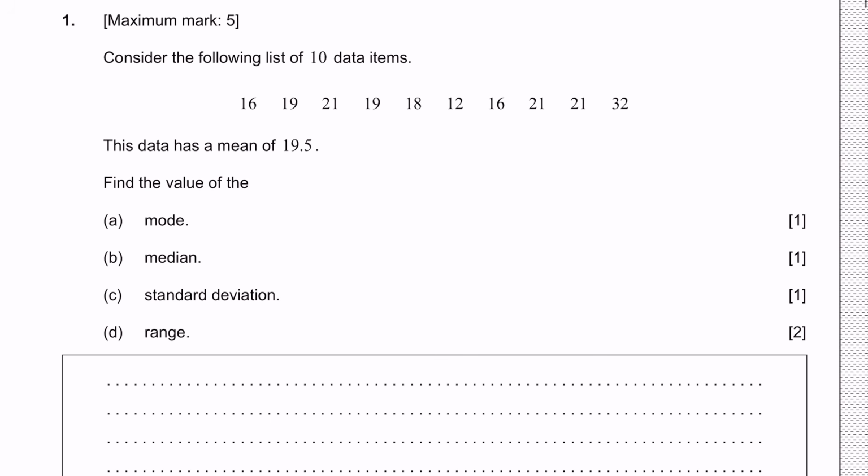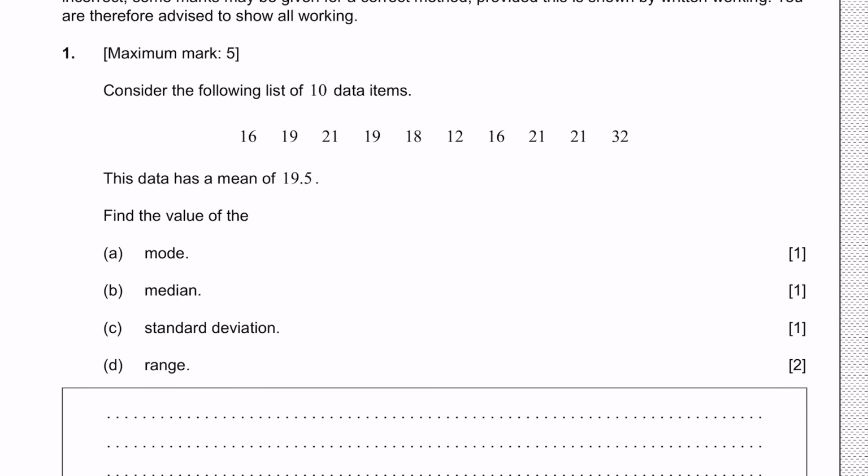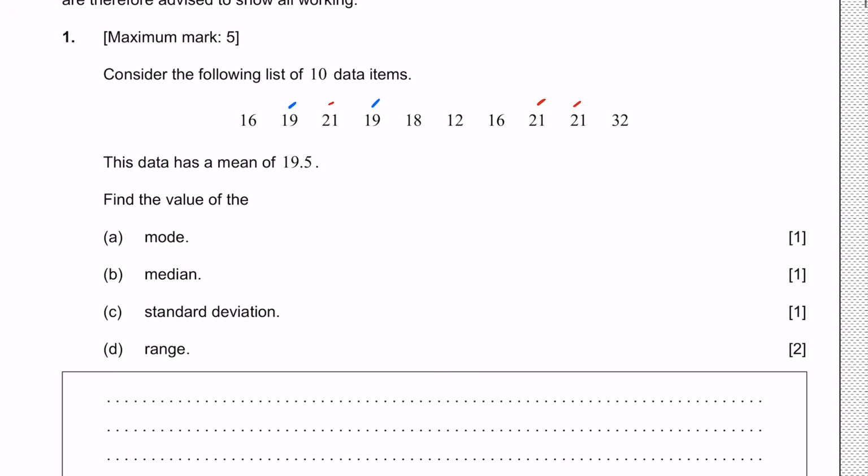All right. Starting off with the mode. Mode, remember, sounds like most common. So let's look at this data set and see which value appears most often. So here we have 19, which appears twice. Here we have 21, which appears 3 times. So our mode, the most commonly occurring value, is 21. So writing that out, just the answer for a 1-mark question. The mode is 21. Part B, we're asked to find the median.